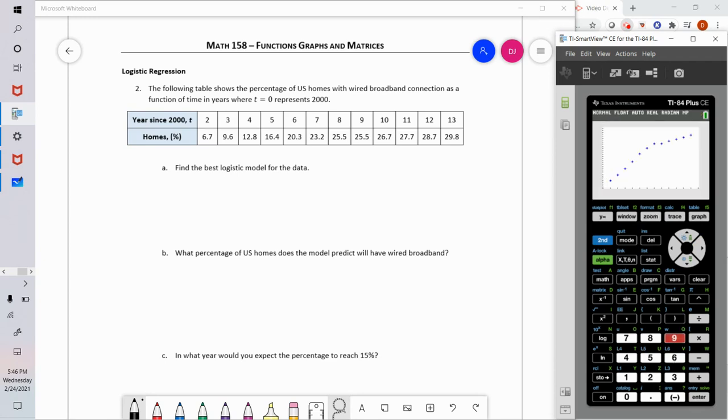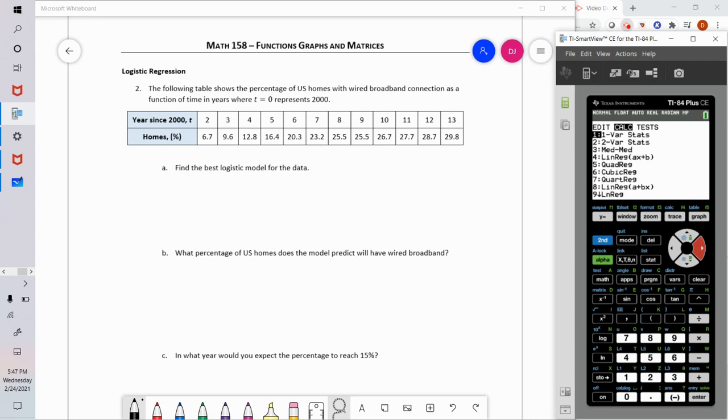Okay. So I don't know. It kind of looks like the data is curving upward here. It reaches a point and starts to curve down. So that to me looks like it could be a little bit logistic. So if I want to find the best logistic model for the data, I'm going to use my calculator. This is certainly an option.